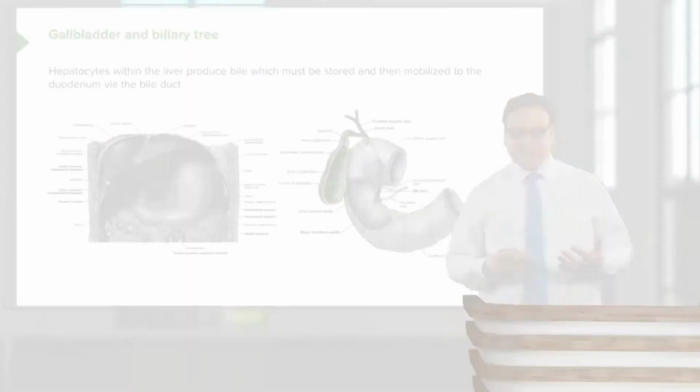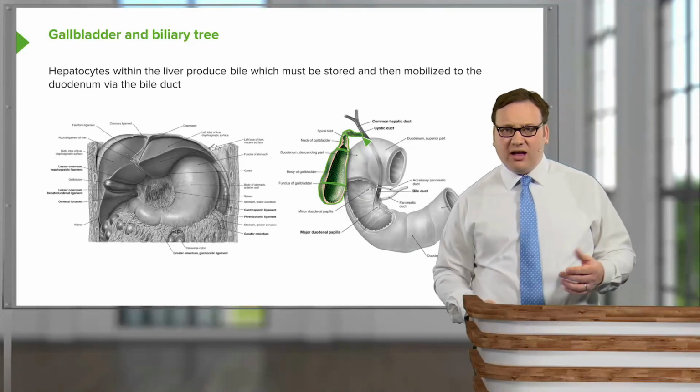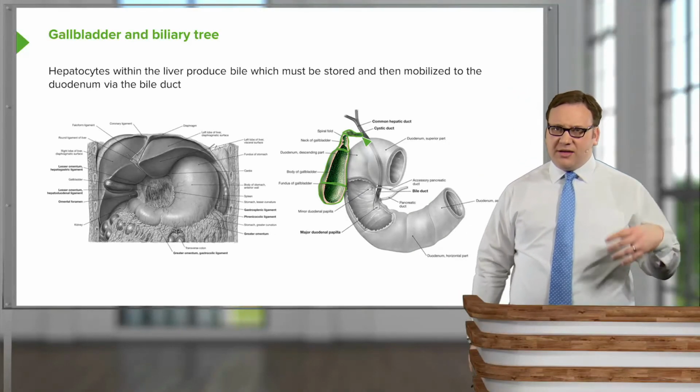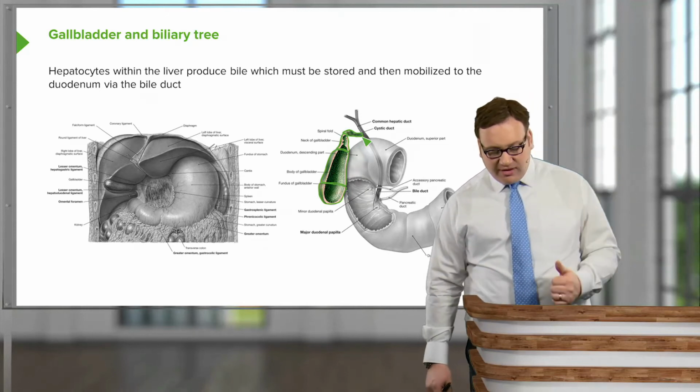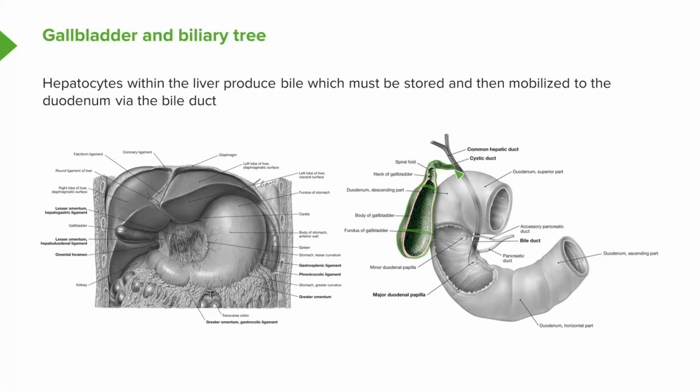And what's happening is the hepatocytes within the liver are producing bile. Now, this bile needs to be stored and concentrated, and it does that within the gallbladder. So up here we have the liver, and we have our left and our right hepatic ducts. These converge into a common hepatic duct, which unites with the cystic duct, and this allows a pathway for bile that's been produced in the liver to be stored in the gallbladder. So bile is then transferred from the liver to the gallbladder.